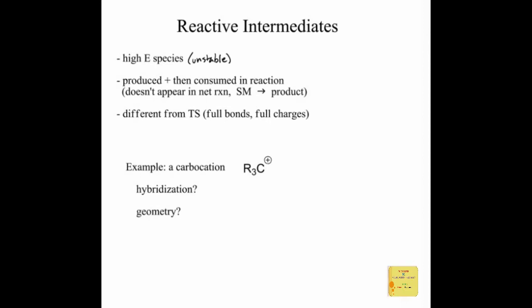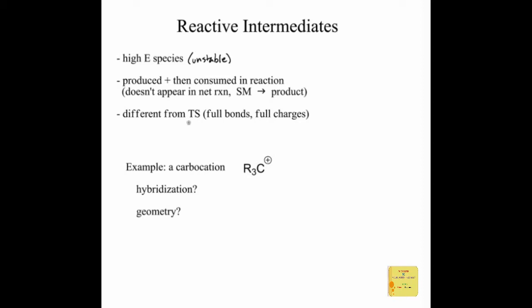So when we say that a reactive intermediate is high energy, that's the same thing as saying it's an unstable species. It's defined as an intermediate because it's produced in the reaction and then it's consumed. It does not appear in the net reaction. Remember, our net reaction is simply the starting materials that we add in at the beginning and the products that we recover at the end. So an intermediate is a fleeting species that is created and then continues reacting. It's not stable enough to stay on its own as either a starting material or a product.